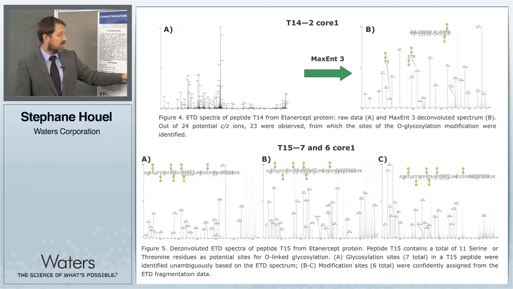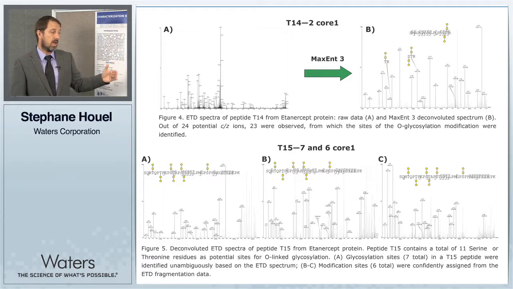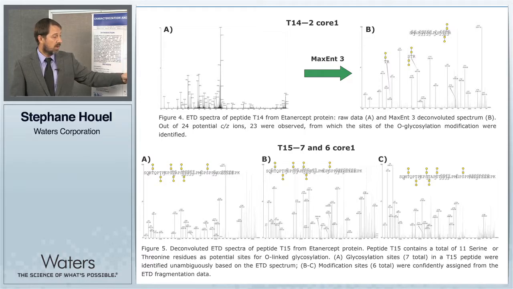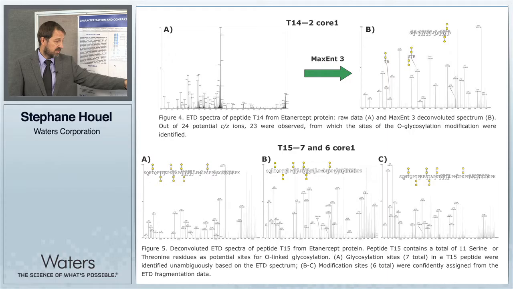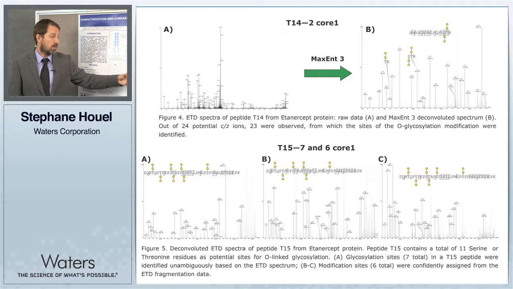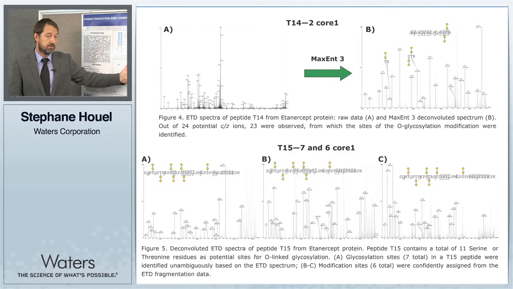And you can see that we have a very, very good coverage of this peptide, and we can identify without any trouble the sites that are occupied. In that case, z2 and z3 are occupied with the core 1 structure. If you look at the mass of z2, it's TR plus the core 1, which is 365. And for z3, it's STR plus 2 times 365. So it was very, very easy to identify the sites.